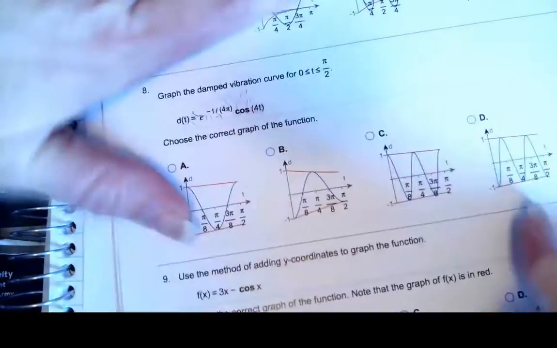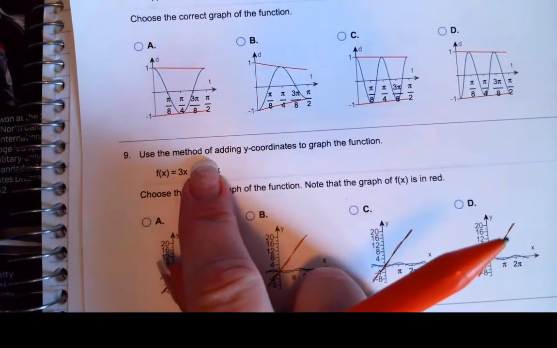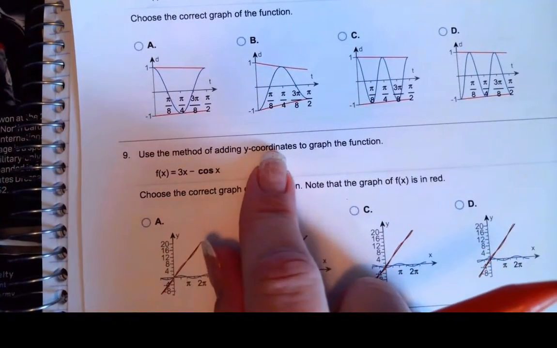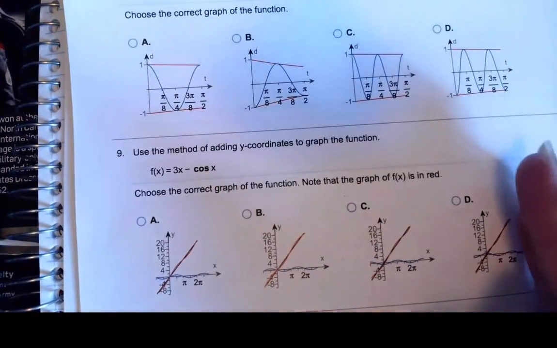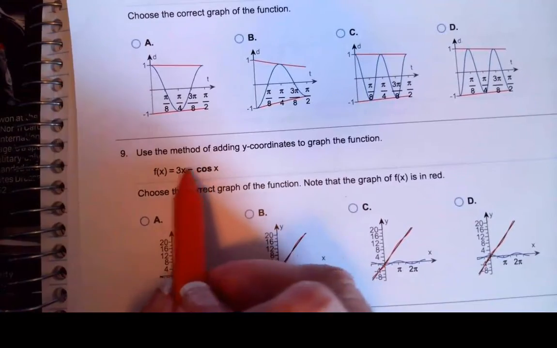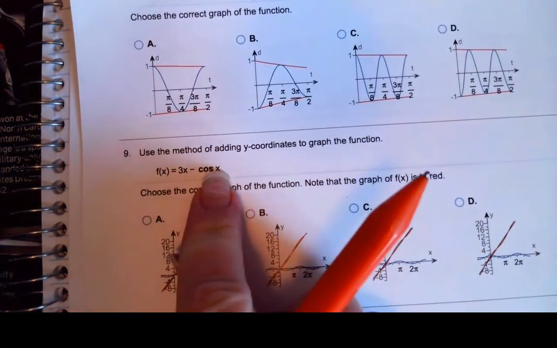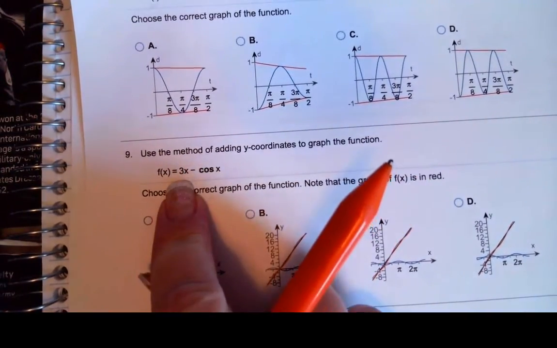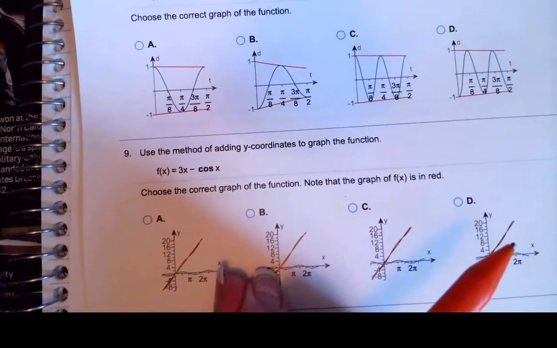Well, now we want to change the vocabulary just a little bit, and it says use the method of adding y coordinates to graph the function. So I'm going to walk you through how to do it once, and then we're going to look at how to do it on the graph. Okay? So notice I've got addition subtraction going on. So what I'm going to do is look at this as two separate functions. So I've got 3x, and I've got negative cosine x, and then I'm going to put it all together.